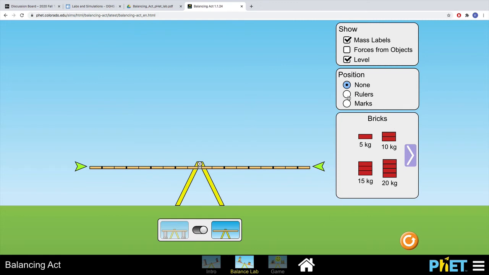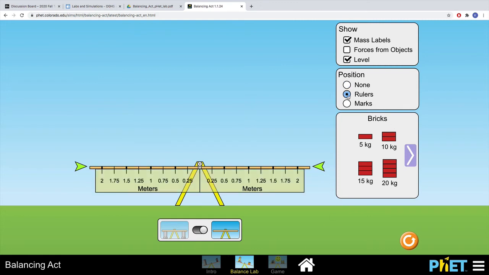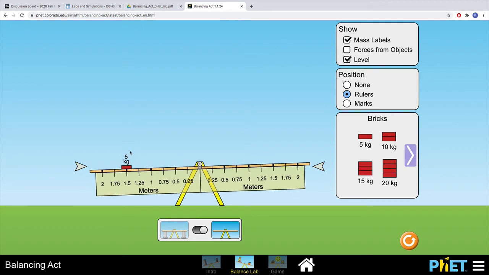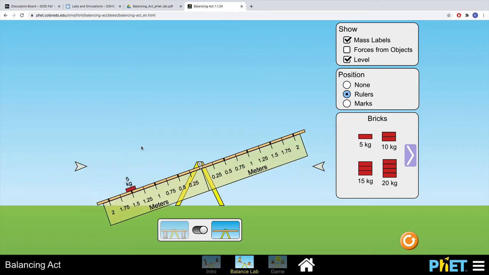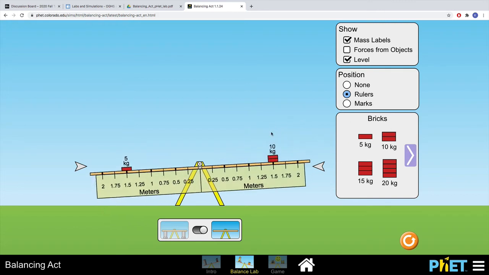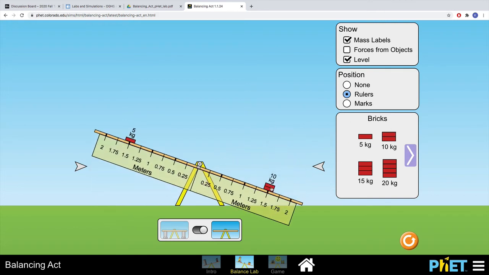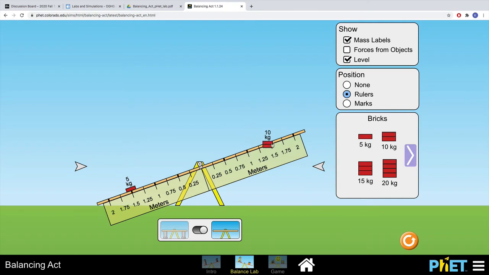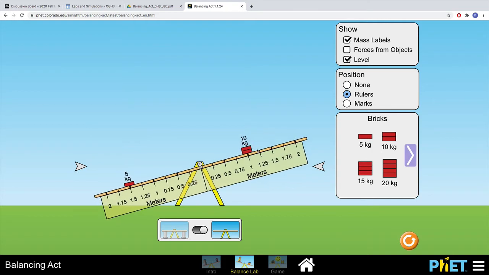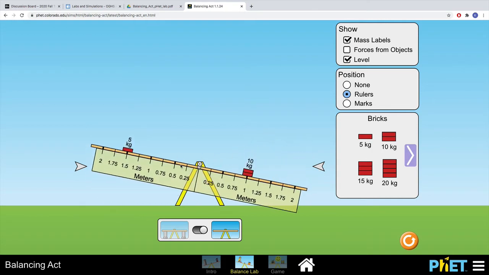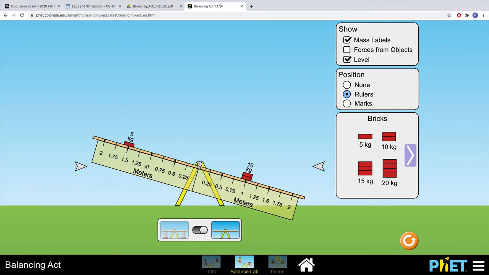Then let's put on a ruler. In this particular case, I want you to take a 5 kilogram mass and put it somewhere on the left hand side, and then take a 10 kilogram mass and put it on the right hand side, and just play around. I don't know where you want to put it, it's up to you, but make sure that you balance those two masses. And then you must show your work.